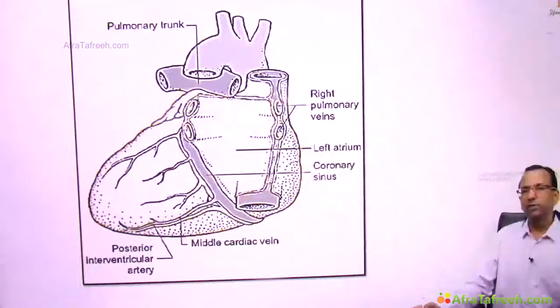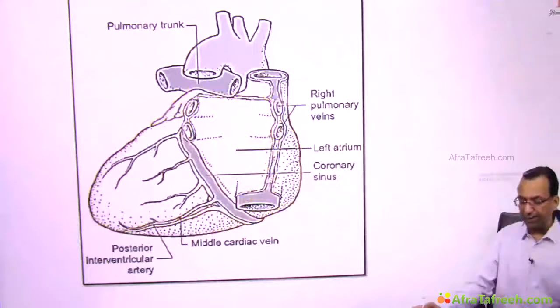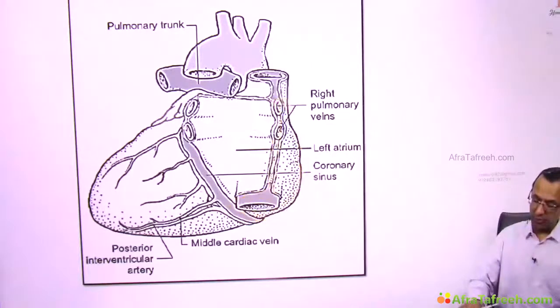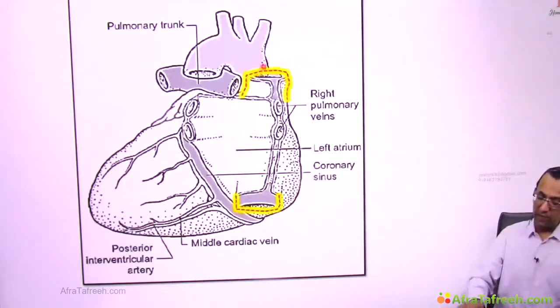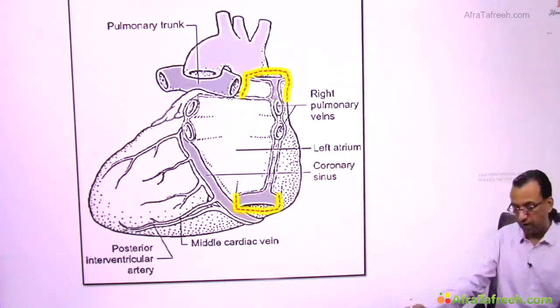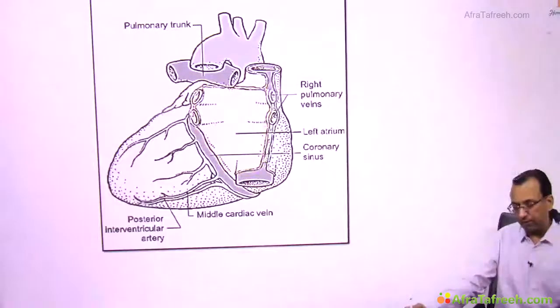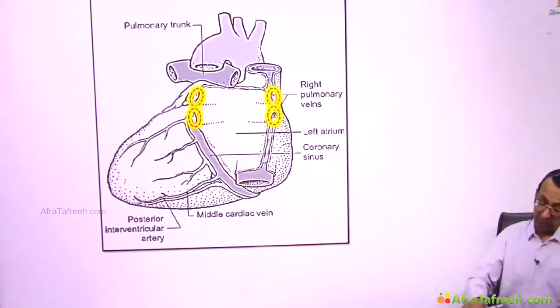You are looking at the posterior view of the heart, and what you find is that this is the right atrium posterior view. But how do you know this is right atrium posterior view? Because in the right atrium is the opening of superior vena cava, inferior vena cava. What is opening into the left atrium? If you look at the posterior view, you will have 4 pulmonary veins opening. So these are the 4 pulmonary veins which are opening into the left atrium posteriorly now.